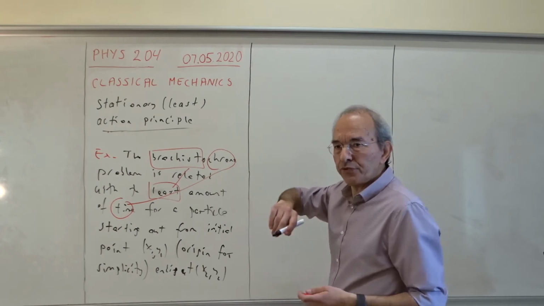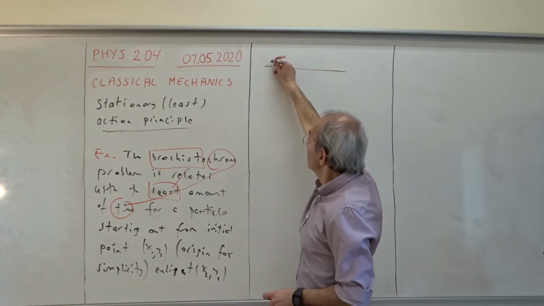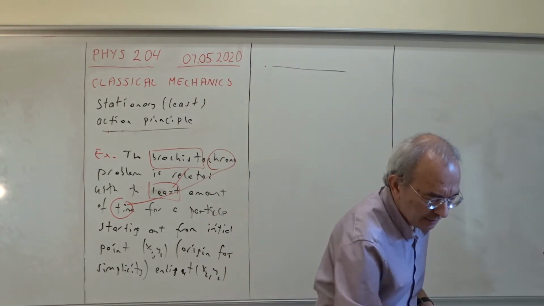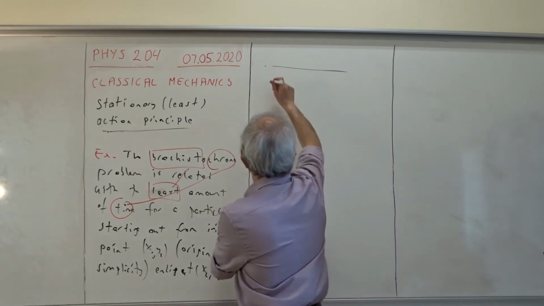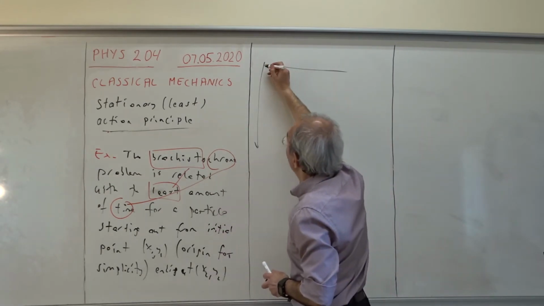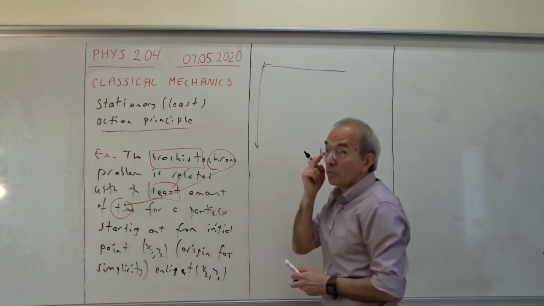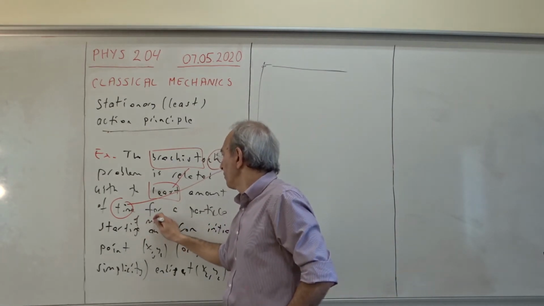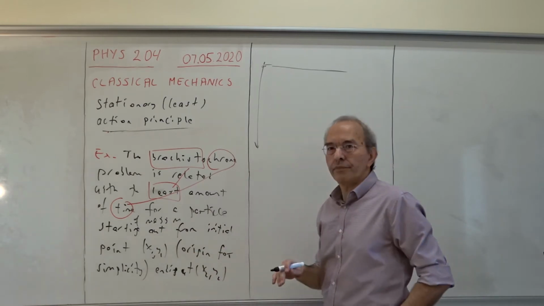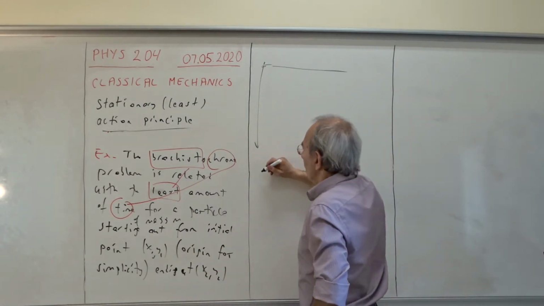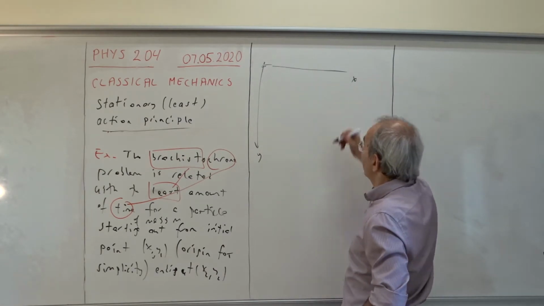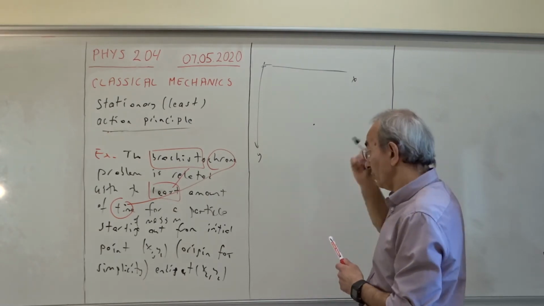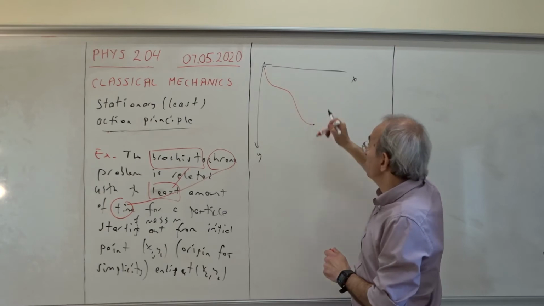So let me draw a simple picture for this. For instance, let's choose the xy axes. And here is the particle, an object of mass m, which starts from the origin. This is the y-axis, that's the x-axis. And the final point is here. So we will find the general shape of this curve.